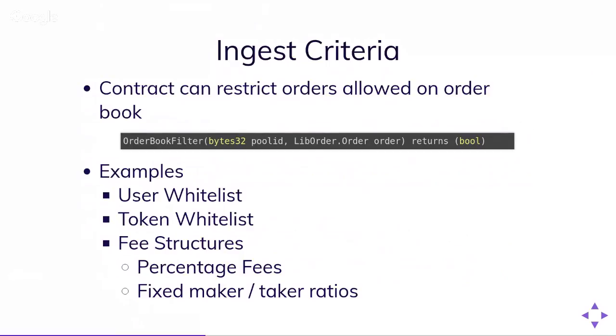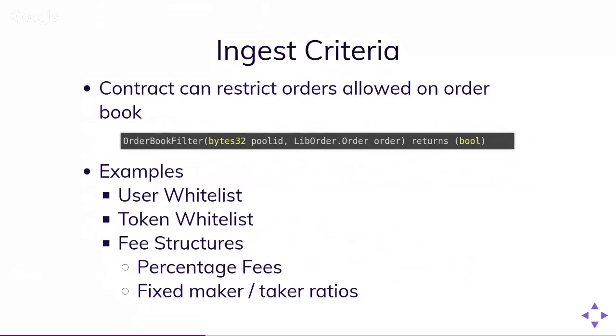So this essentially allows for open-ended rules around what orders can be included in the order book and what orders should not be. Some examples: you could have a user whitelist that is managed on the blockchain, so only a specific set of users could submit an order to this pool. You could have a token whitelist so that only orders where the maker token and taker token are in a defined set of tokens could be included in this pool's order book.